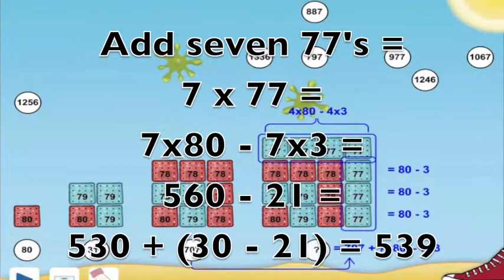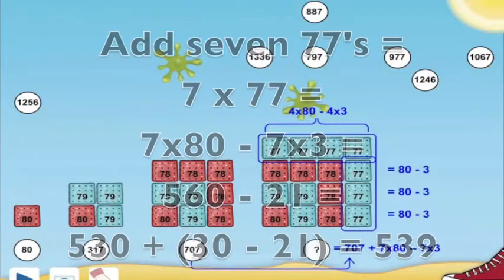7 times 80 is 560, 7 times 3 is 21, so we have 560 minus 21. Instead of subtracting 21 directly from 560, we're going to pull out a 30 from 560, which results in 530, and from that 30 we will subtract away the 21, which is an easy operation. So 560 minus 21 becomes 530 plus 30 minus 21, which is 9, so 530 plus 9 is 539.